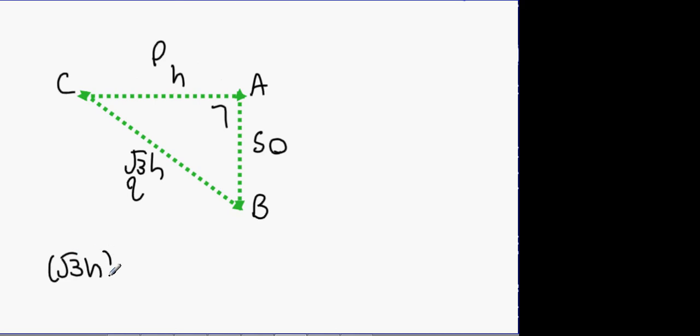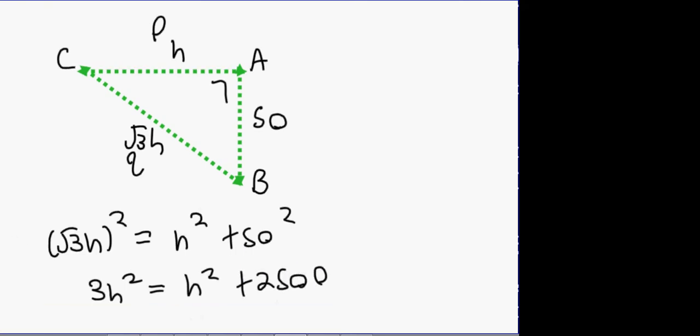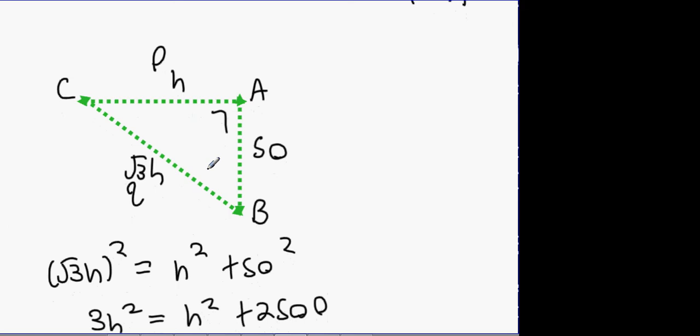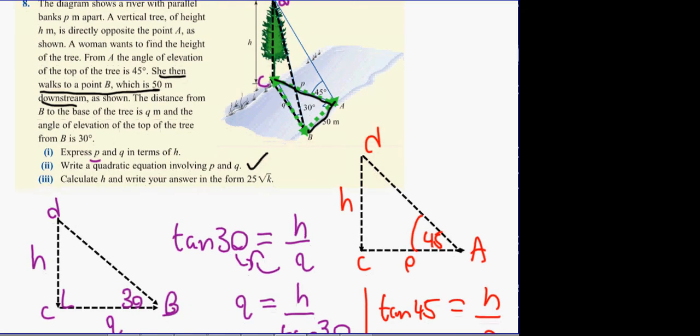Root 3h squared equals h squared plus 50 squared, squared out, 3h squared equals h squared plus 2,500. This is our quadratic equation involving p and q. Or alternatively, it could have been this: p squared plus 50 squared equals q squared. And then we replaced it with the values of h. Then it goes, calculate h and write your answer in 25 root k. That means I'm on the right path.